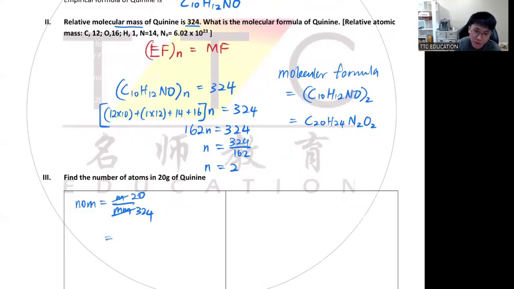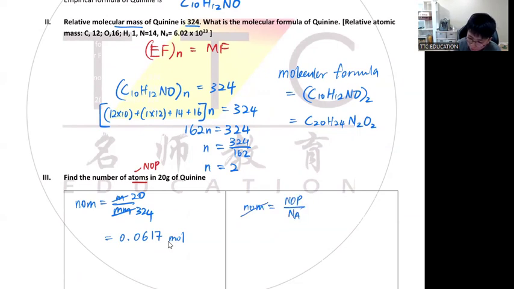This I cannot print. I use calculator. 20 divided by 324 is 0.1061728. Oh, a lot of numbers. Okay, so I go with 0.0617. Okay, 0.062 also can. 0.0617 also can. But they want to find atom. Guys, to find atom is find what? Find number of particle. So same thing. We do number of mole equals to number of particles over Avogadro constant.